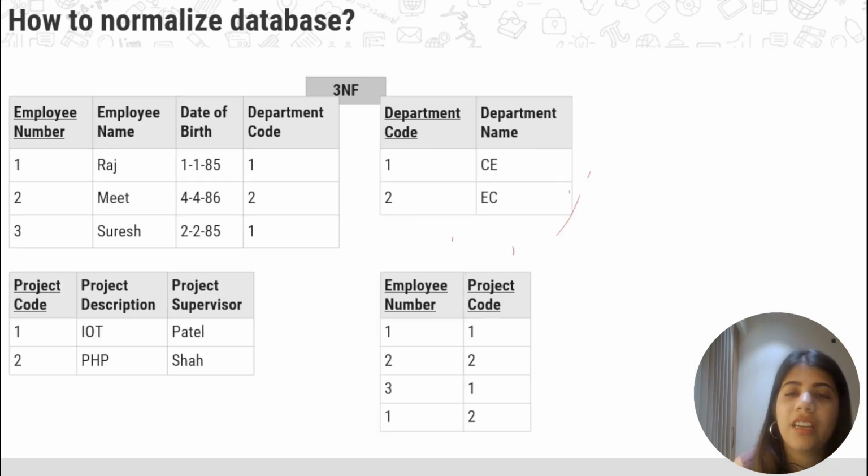Now how will we divide this further into 3NF? We will make a separate table for department, a separate table for project, and a separate table for employee number. Now this cannot be further divided. So this is my last normalized form, which is 3NF.